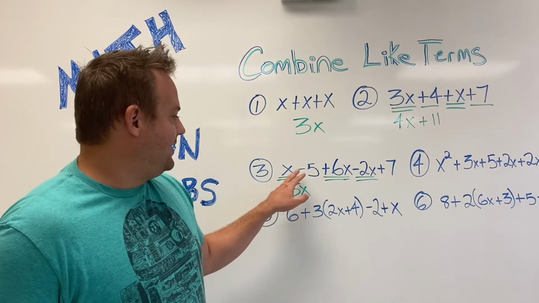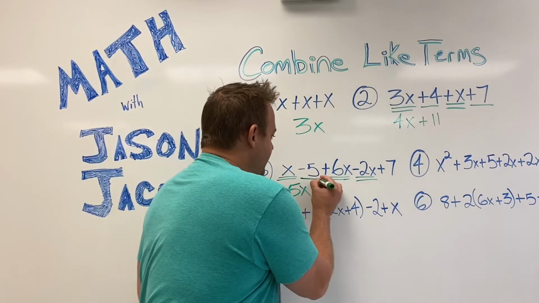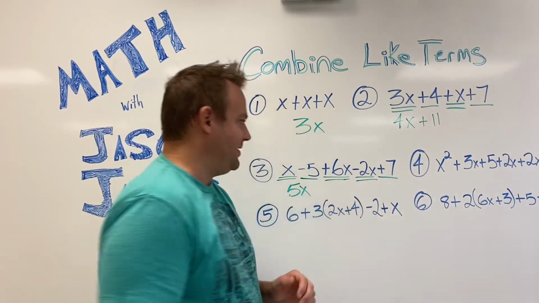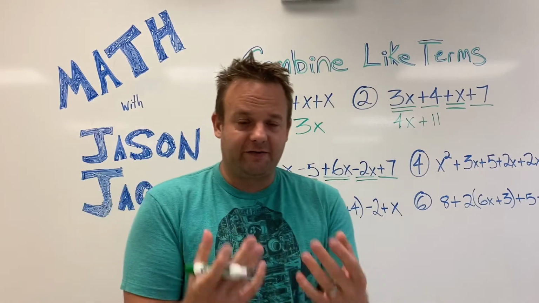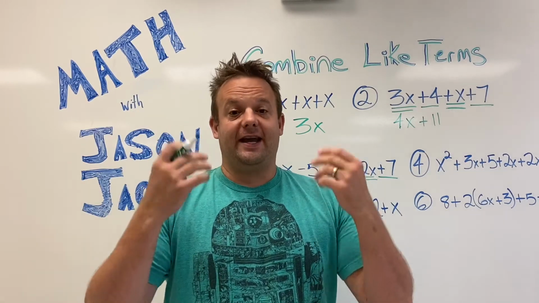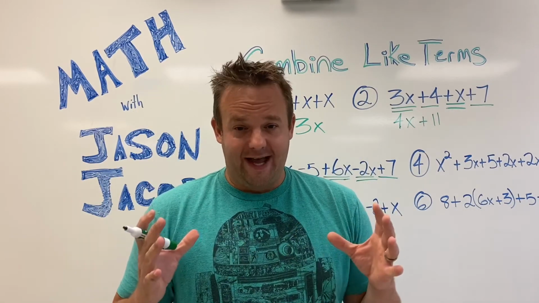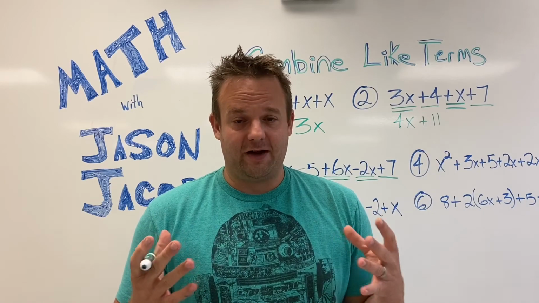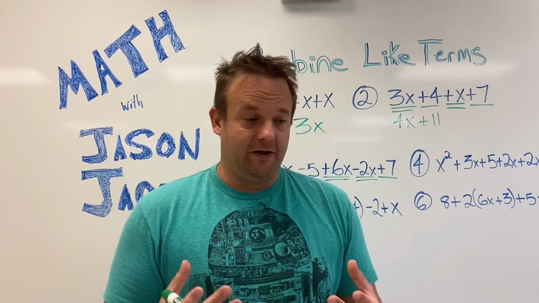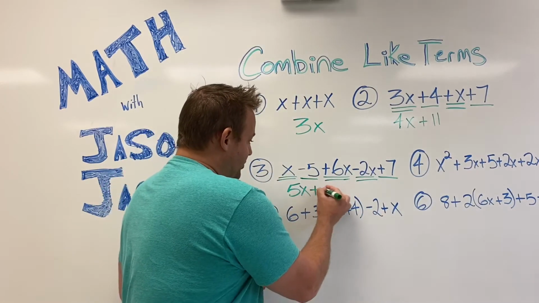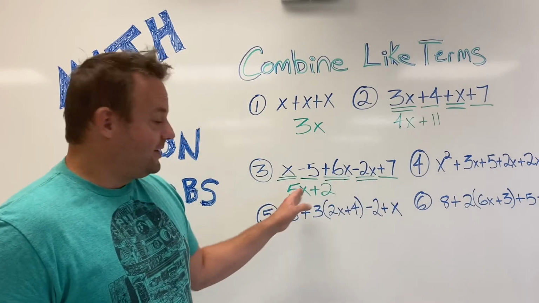And now, a negative 5 and a positive 7. Negative 5, so you lost $5. You gained $7 back. What's your net? What do you have now? What's your net worth now? Positive 2. So it's 5x plus 2 is how this simplifies. You can't go any further.